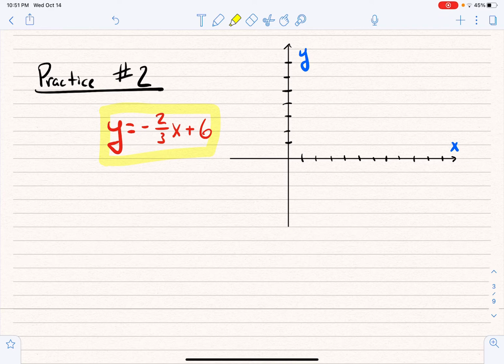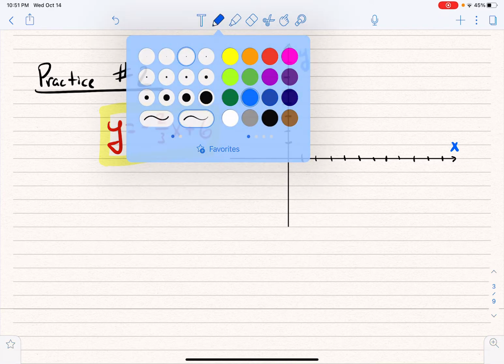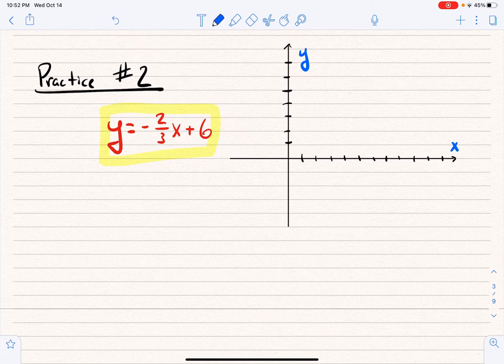Okay, hopefully that was enough time for you to figure this out. And so I look at this and go, man, this is in the form y equals mx plus b. This is the slope. This is the y-intercept. So it's got a y-intercept of 6. 1, 2, 3, 4, 5, 6. It crosses the y-axis at that point.